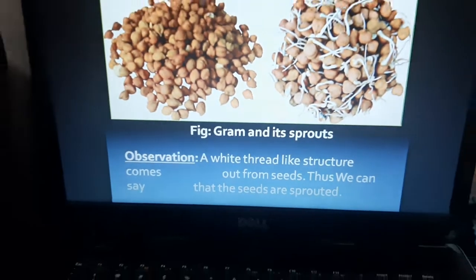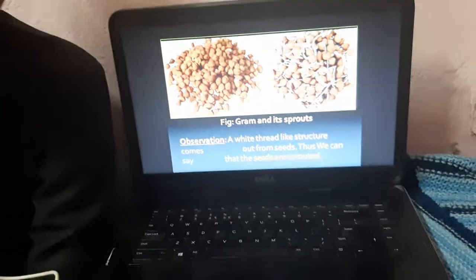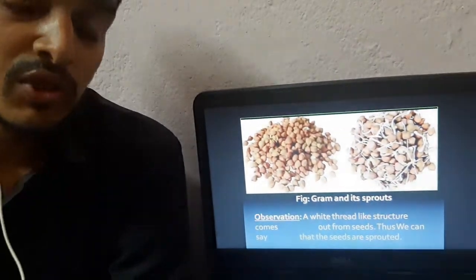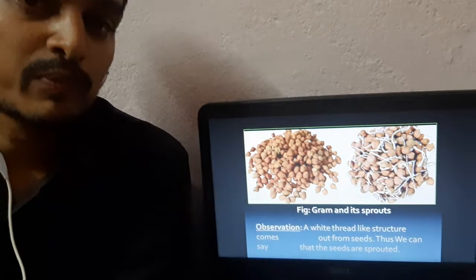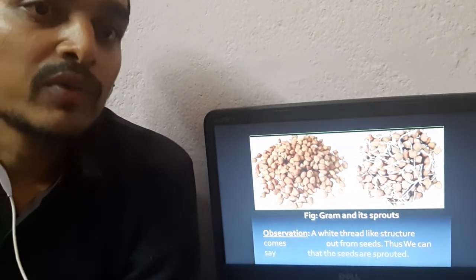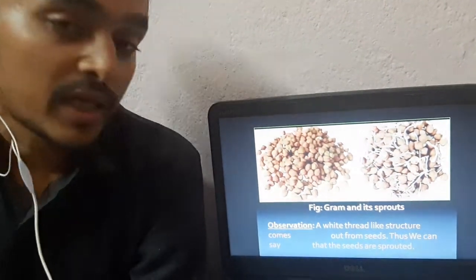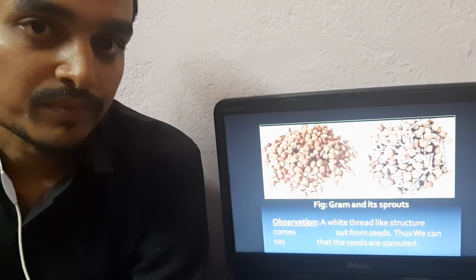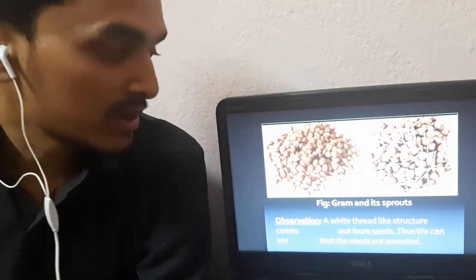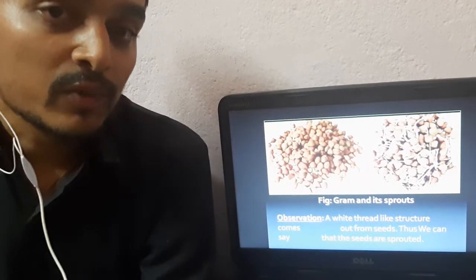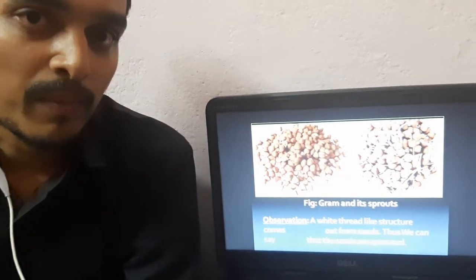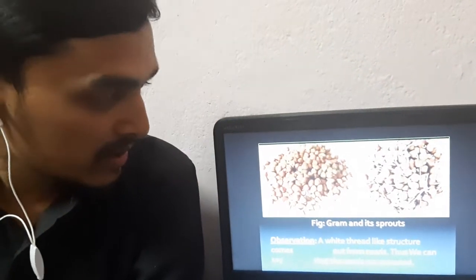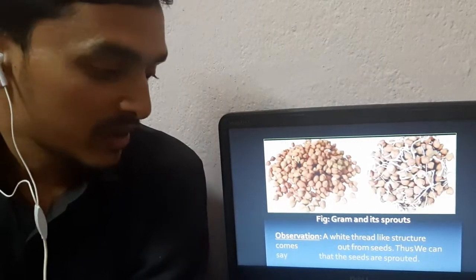And these sprouted seeds are also very helpful to our health. We can get a good quantity of protein from these sprouted seeds, and we should eat sprouted seeds at certain times for our protein consumption. Some people also use these sprouted seeds in their diet for getting more protein. So this is also important, friends.